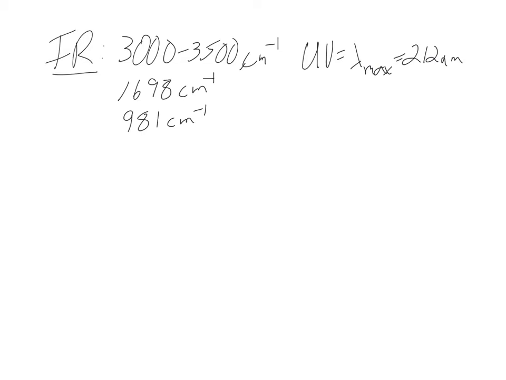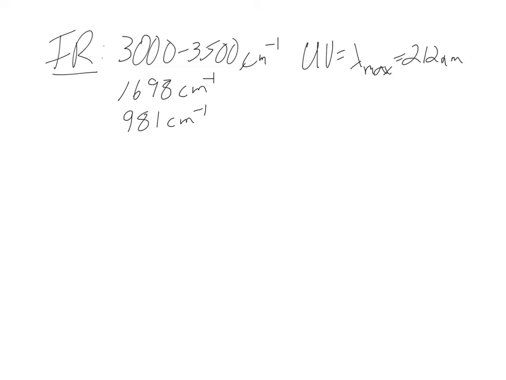All right, we're going to work on a structure determination problem. In this one, you're actually not given the empirical formula, so you're not given how many carbons, hydrogens, nitrogens, oxygens, whatever. But you are given some other pieces of information. You're told something about IR and UV.